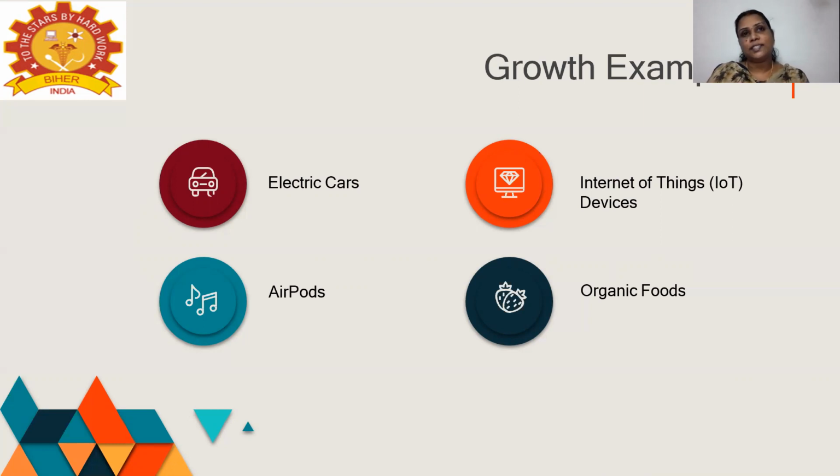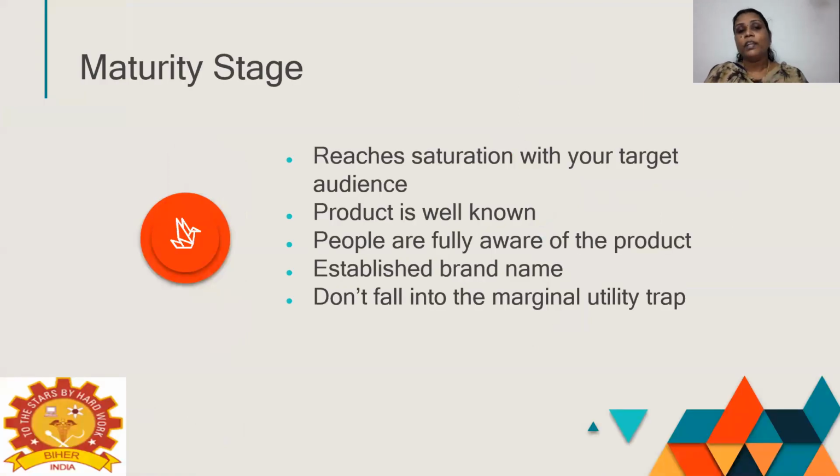Then we have the maturity stage. Now, during this maturity, the third stage, the market reaches saturation. That is, during this stage, prices and profits fall due to high competitive pressures. At one point of time, your product succumbs to competition, and therefore your prices fall. And if you decrease your price, naturally your profit will also fall. And this can be attributed to heavy competition in the market.